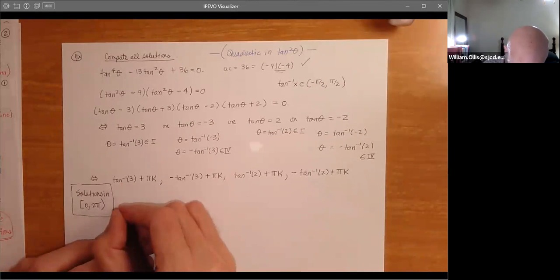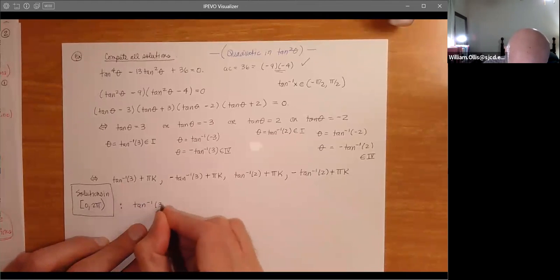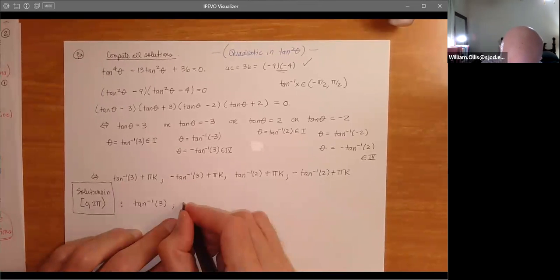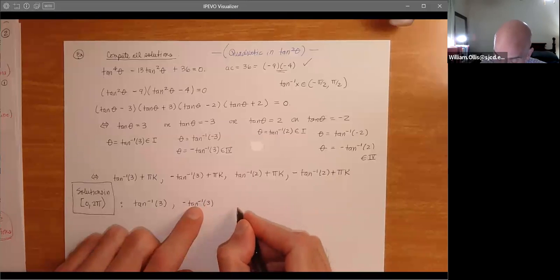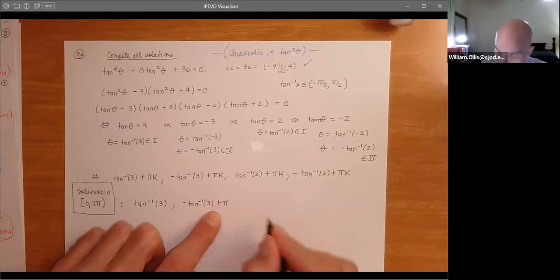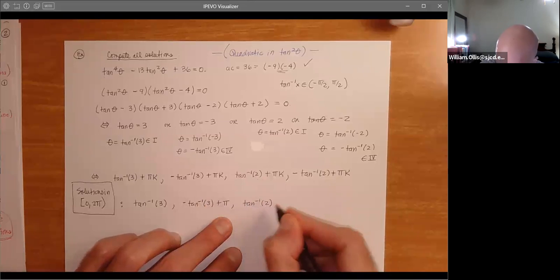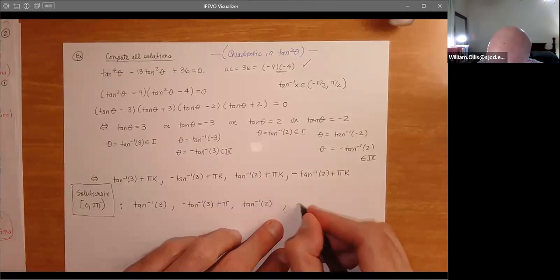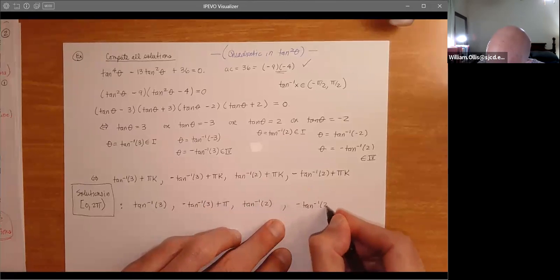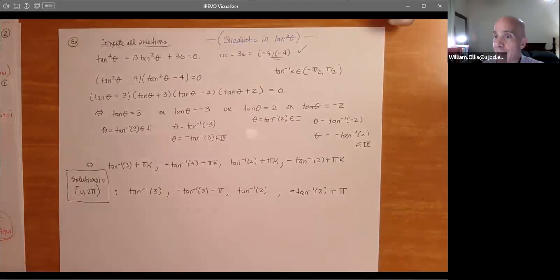So if we wanted just 0 to 2 pi, we would take this one as it is, and then we would add pi to this one. So we'd say negative inverse tangent of 3 plus pi. That would push us into the second quadrant. This one's in the first, so it's fine. And then this one we need to push into the second quadrant, so we would say negative inverse tangent of 2 plus pi. So this would give us our radian measure in 0 to 2 pi if the problem asks for that.